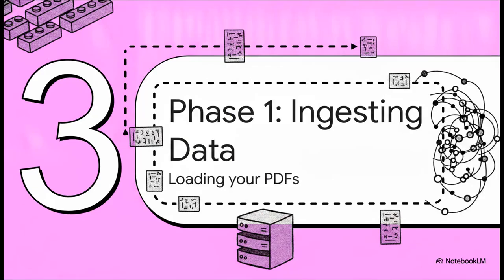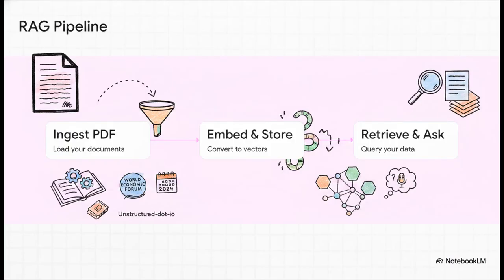Part 3. Phase 1. Ingesting data. Let's get into the technical blueprint. Right now, we're focusing on step 1, ingesting the PDF. To really prove this system works on entirely unseen data, we're using a 26-page document straight from the World Economic Forum, published in January 2024. Using LangChain alongside a super handy tool called unstructured.io, our Python script effortlessly extracts all the raw text.